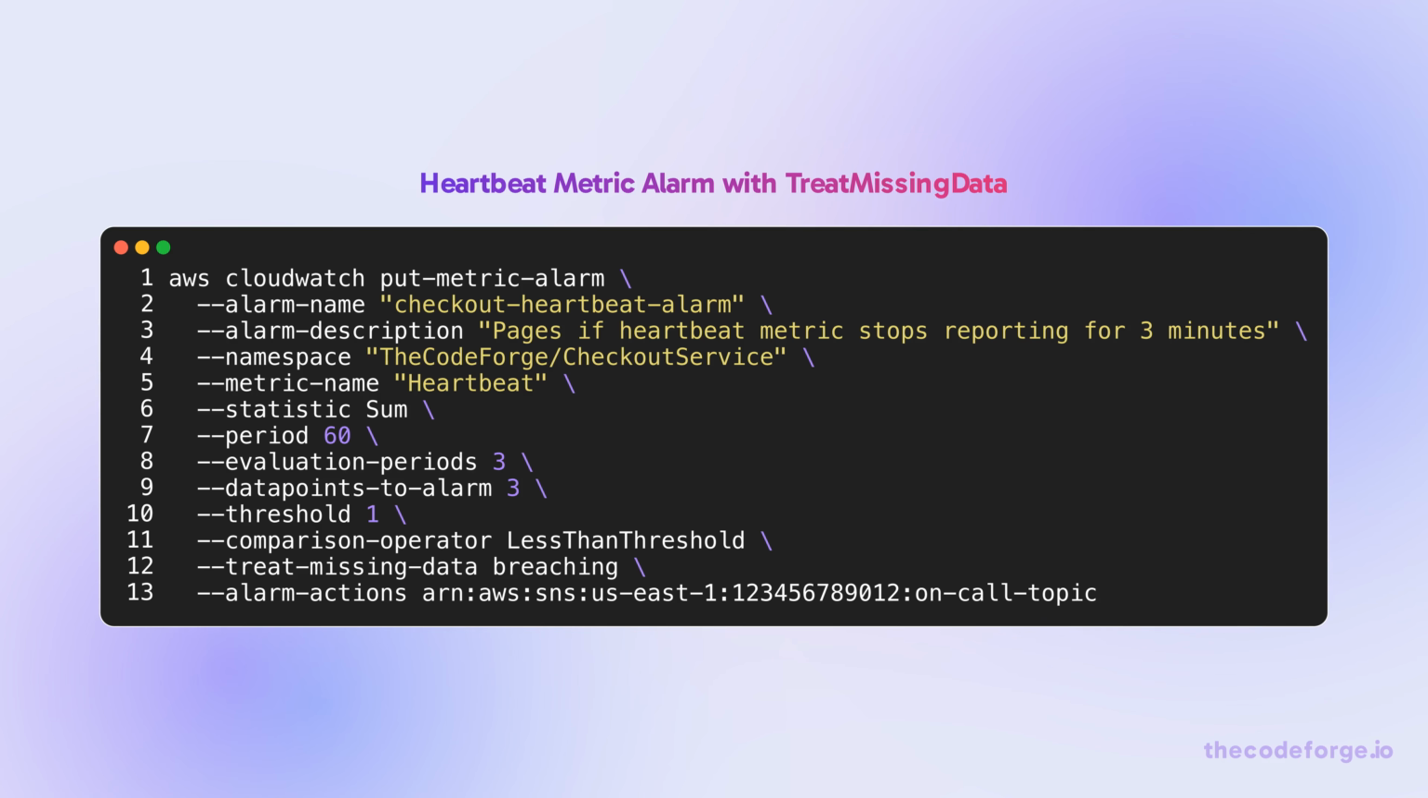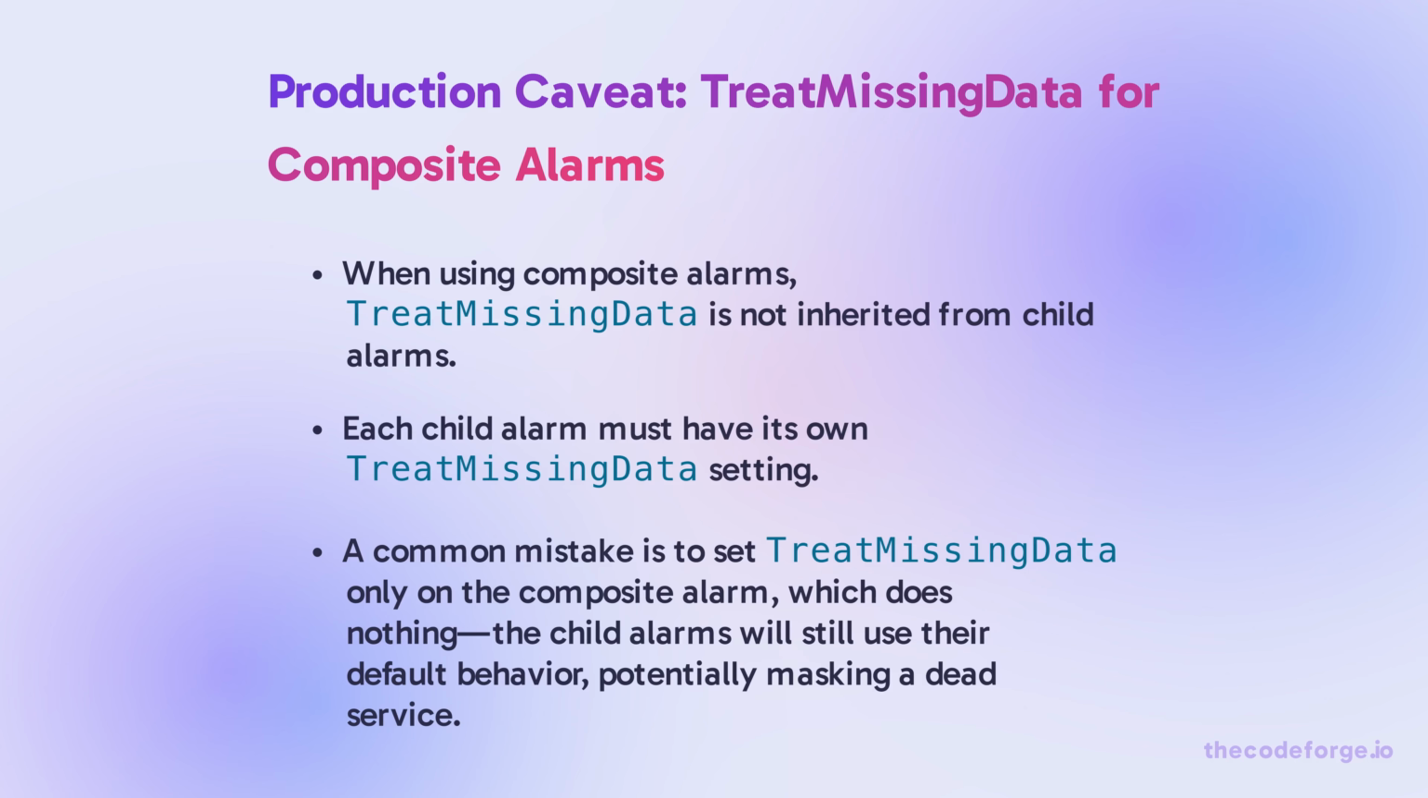This snippet creates a CloudWatch alarm on a custom heartbeat metric that pages when the metric stops reporting, using TreatMissingData breaching, to ensure silence triggers an alert. When using composite alarms, TreatMissingData is not inherited from child alarms. Each child alarm must have its own TreatMissingData setting. A common mistake is to set TreatMissingData only on the composite alarm, which does nothing. The child alarms will still use their default behavior, potentially masking a dead service.